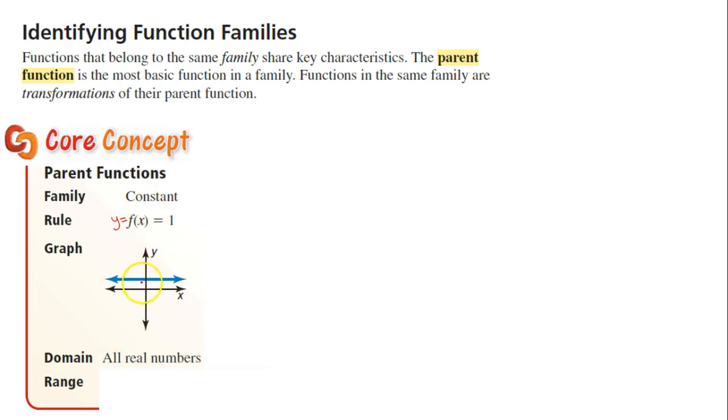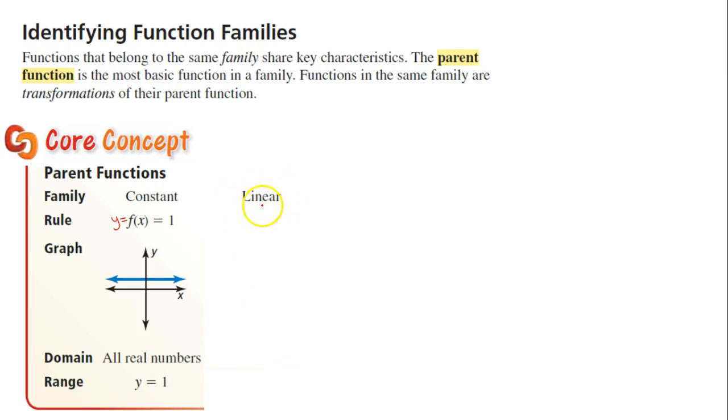The domain, which is all the x values for which the function is defined. So basically all the x values that this function has a graph for. All real numbers. You go to the left forever, you go to the right forever. So all x values count. But the range, there's only one y value. So the range is just y equals 1.